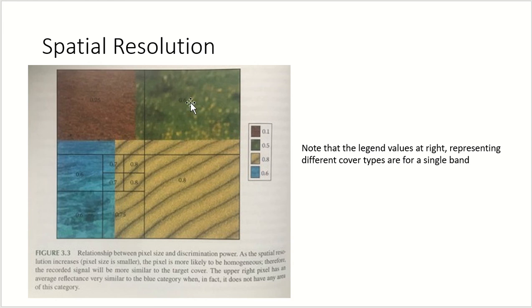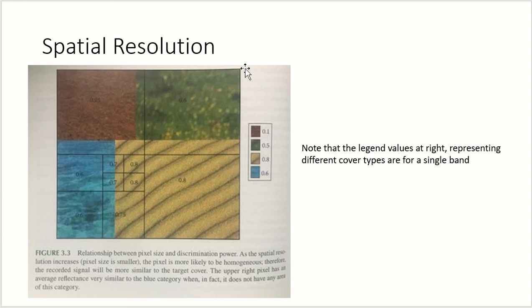For green up here, we'd see 0.5. And so for the upper right grid cell, its reflectance is 0.6. Taking note that most of its footprint is this green category with a lower 0.5 reflectance, but a little bit along the bottom edge is yellow and would have a 0.8.